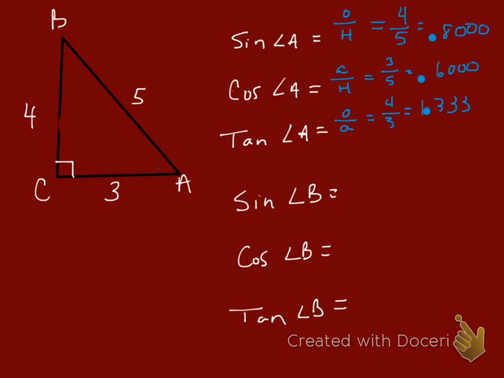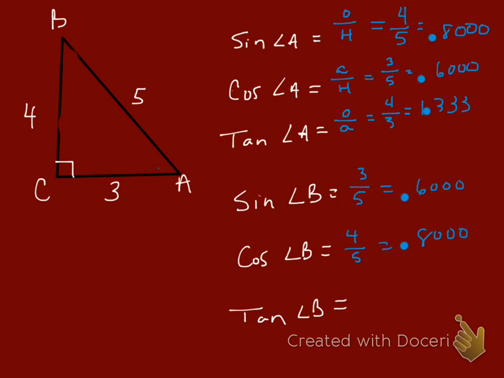All right, we're back. Hopefully you paused the video and you're going to get the answers. Let's go ahead and go over this. Okay, the sine of B is your opposite. So the opposite of B is 3 over your hypotenuse, which is 5, which is going to equal 0.600. Cosine of B, this time it's the adjacent over the hypotenuse, so it's going to be 4 over 5, which is going to equal 0.8000.